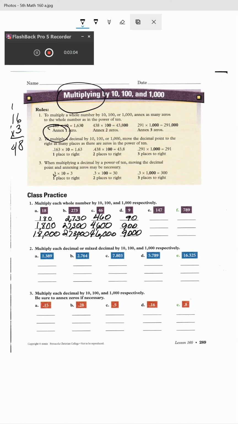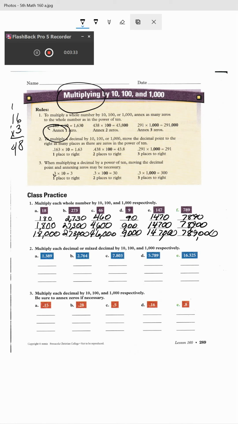All right, 147 becomes 1,470. How easy is this, right? Just don't forget to put the commas on the right place value.